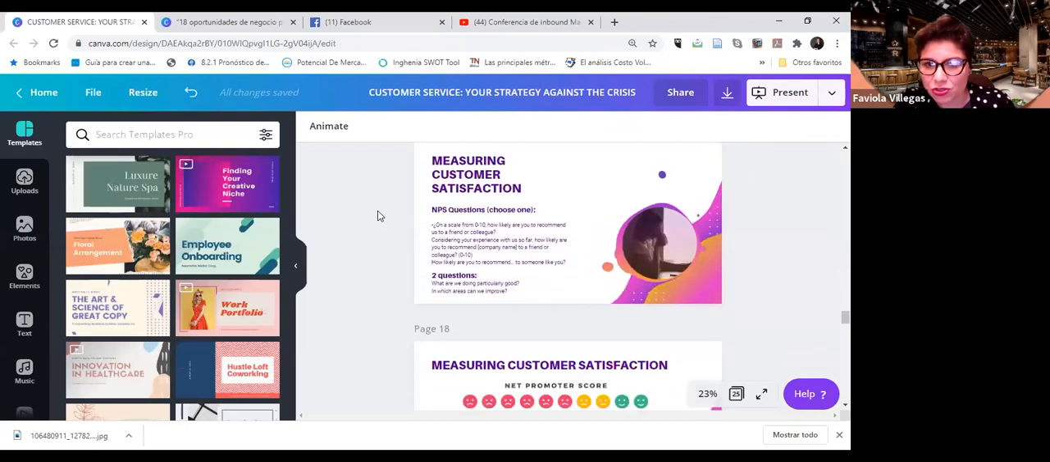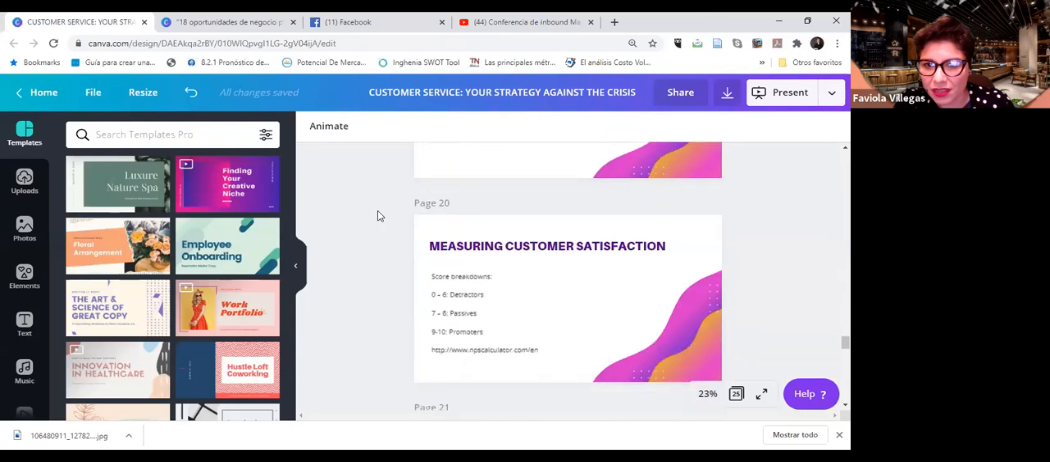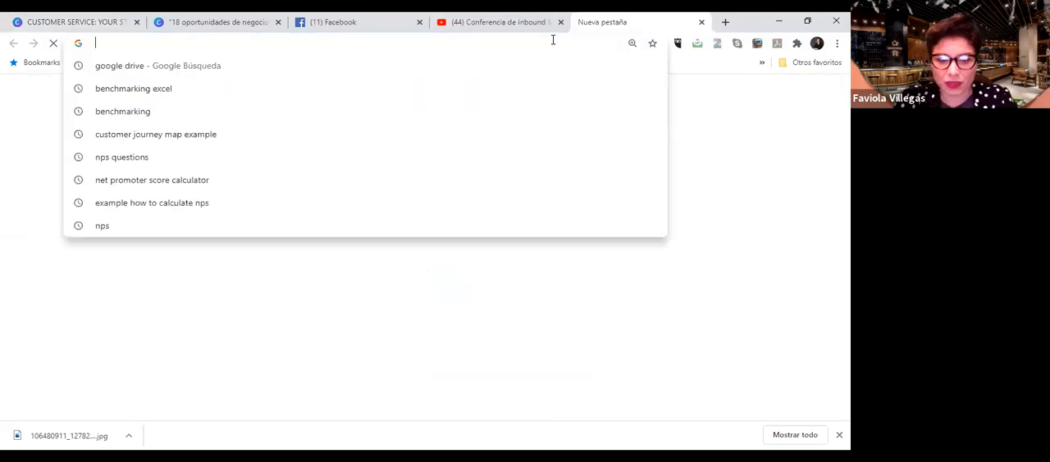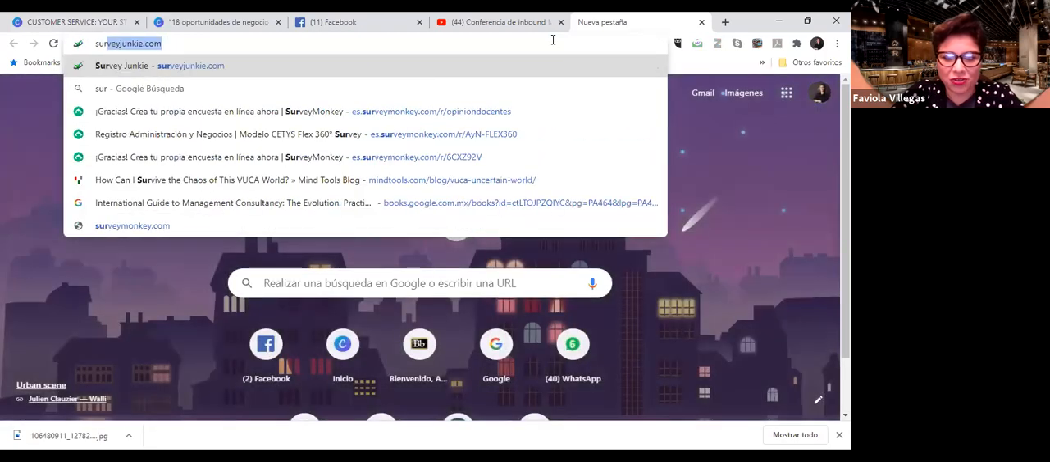Another tool I will share with you right now is the Net Promoter Score calculator. How can you make this survey? Well, SurveyMonkey. I think you already know this.